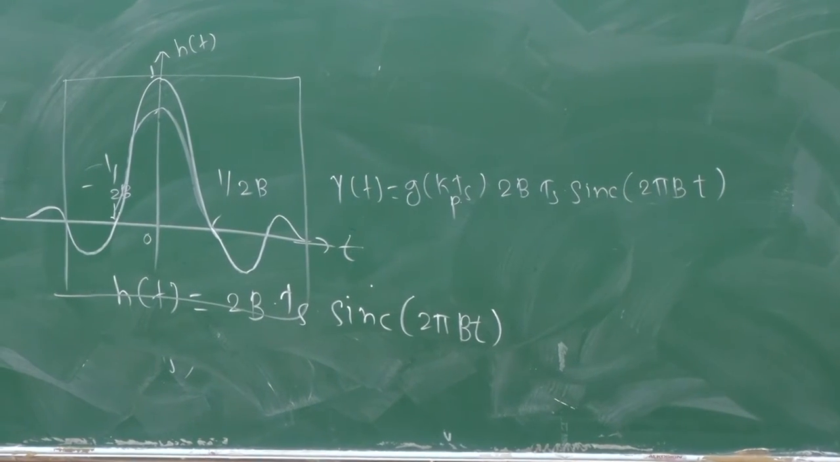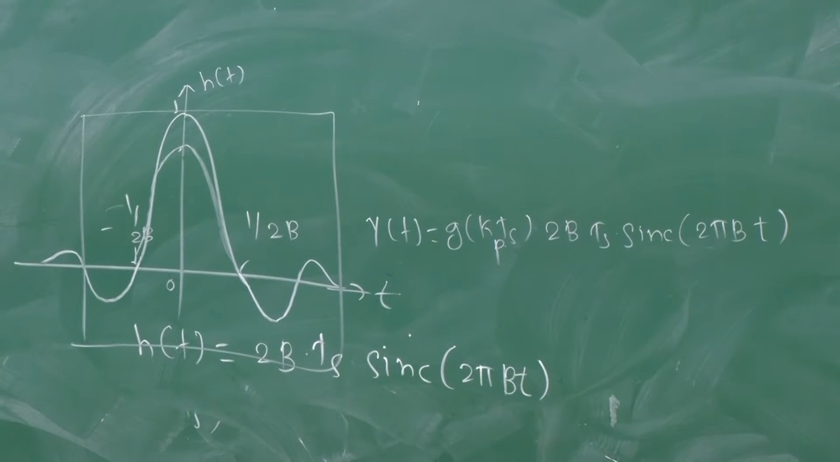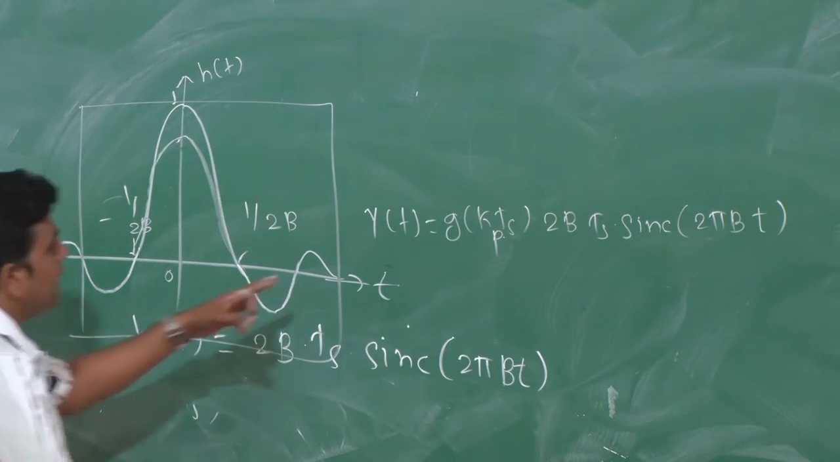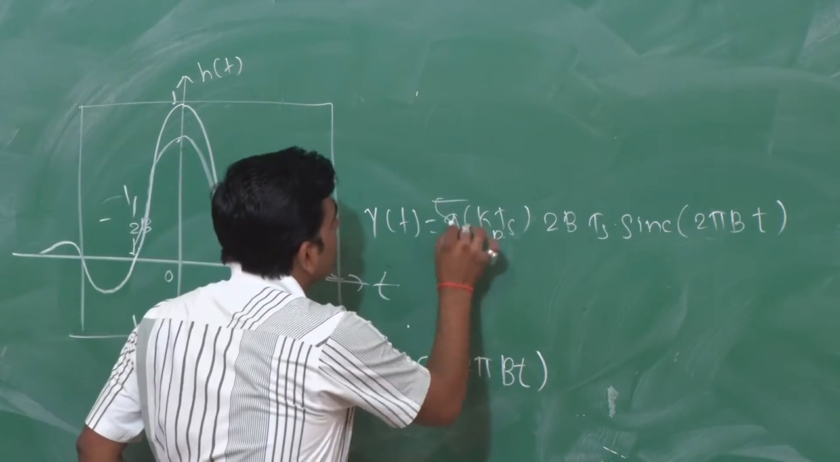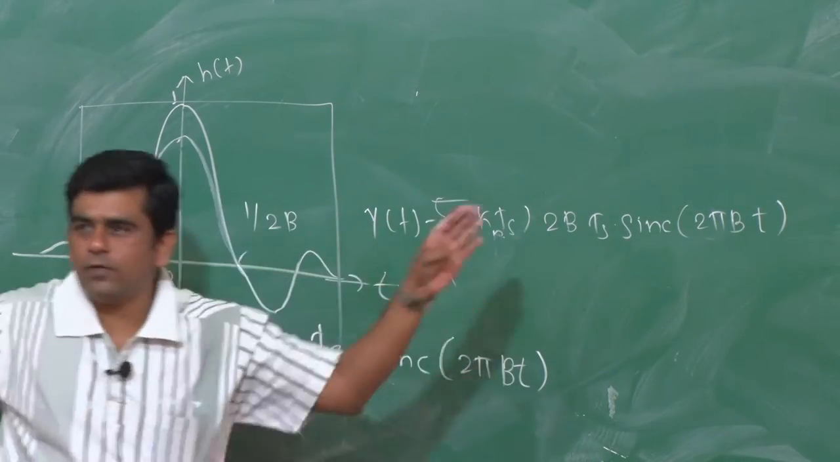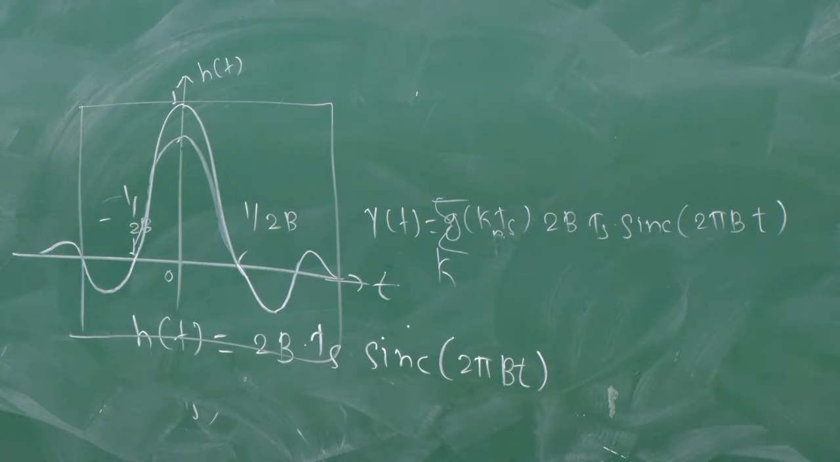Is that clear? This is true for all these sample values. This is a continuous process. Every sample value gets multiplied with this sinc function. So y of t is nothing but a summation over k. Every sample value gets multiplied with the sinc function at that point. Is it clear?